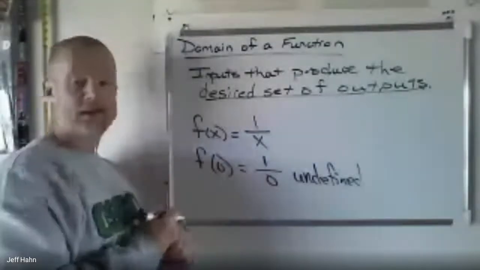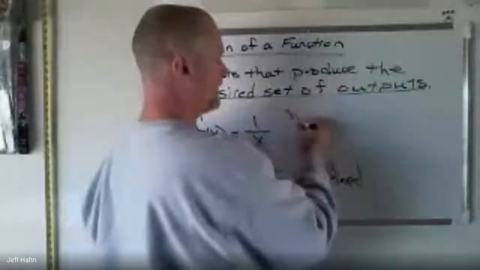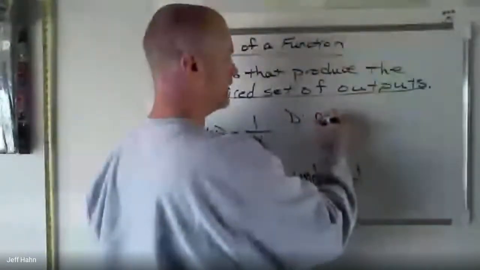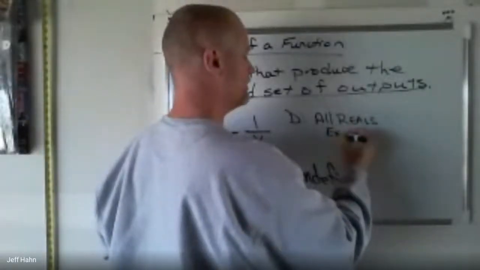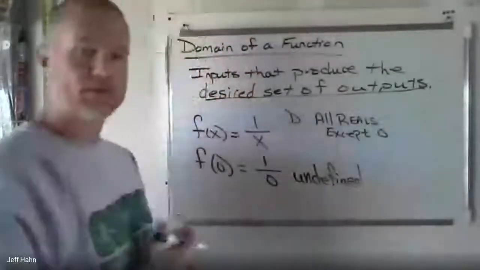So how do we describe that domain? Well, any other number we can divide by. So we'd say the domain is all reals except 0. All reals except 0.